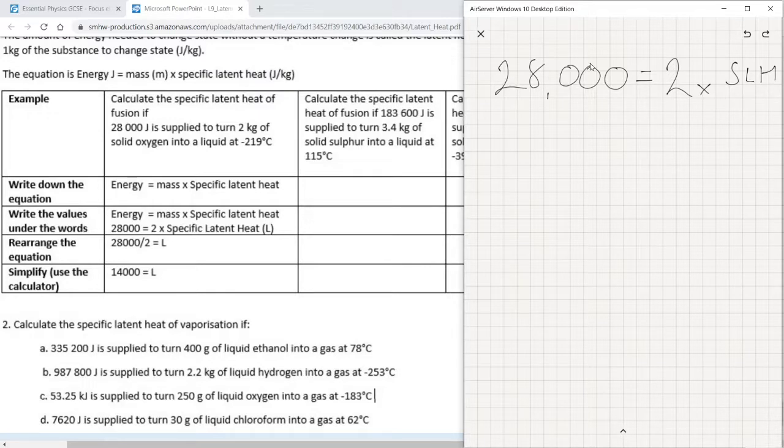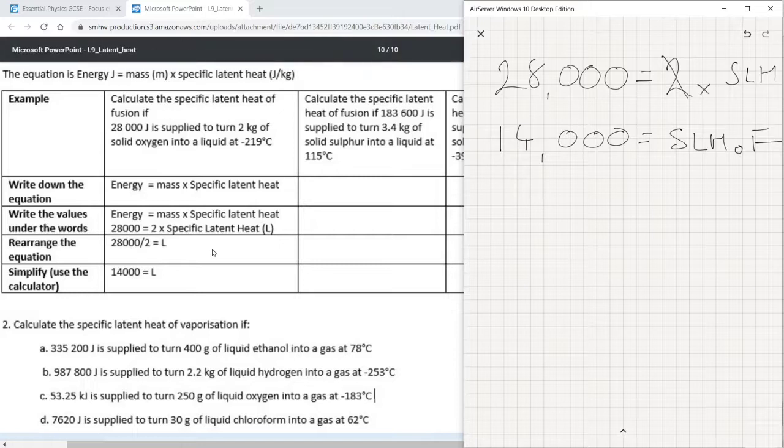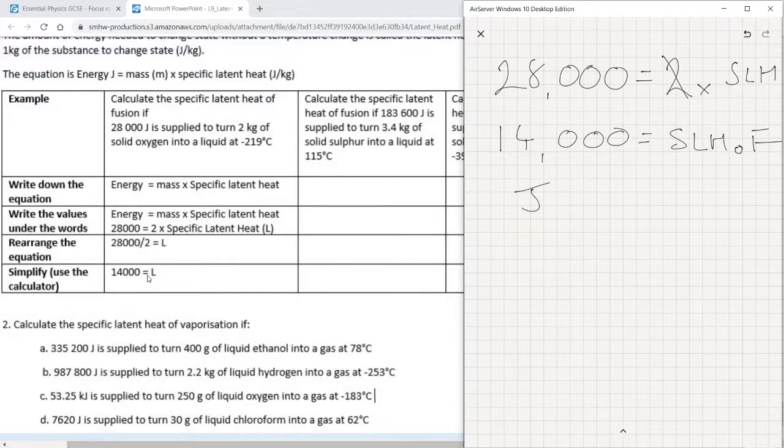Anyway, 28,000, then I'm going to divide both sides by 2, so 2 divided by 2 is just 1, and 28,000 divided by 2 is 14,000 equals our specific latent heat of fusion. There's one thing that is missing from this answer down here, and that's a unit, and the unit would be joules per kilogram. Okay.